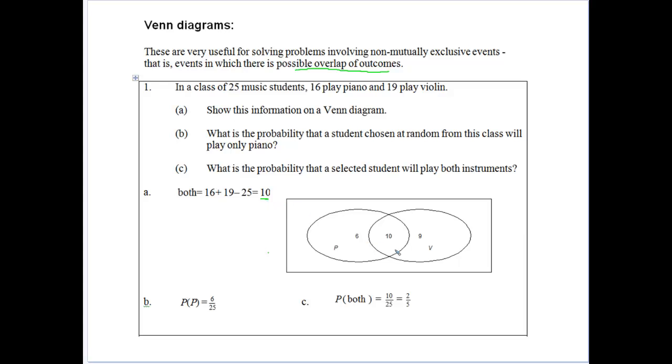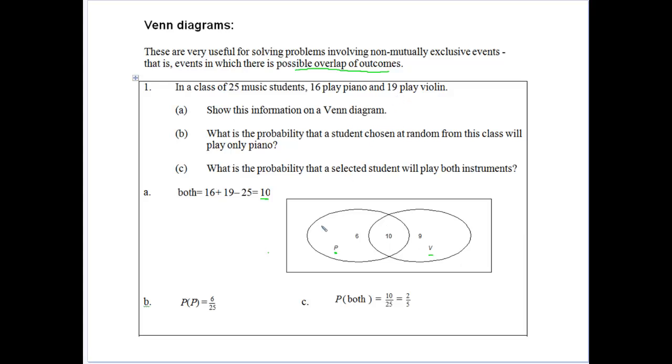So that's what we put in the overlap of our two ovals. 10 people are in the middle. They belong to both sets, both the piano and the violin set, because they're two separate sets. So 10 people are in both, but that means if 16 play piano, then there must be 6 that just play piano by themselves, and there must be 9 that play violin by themselves, because 19 play violin.